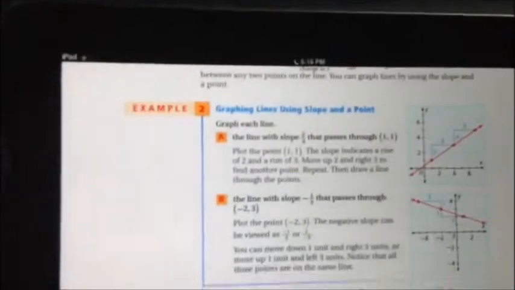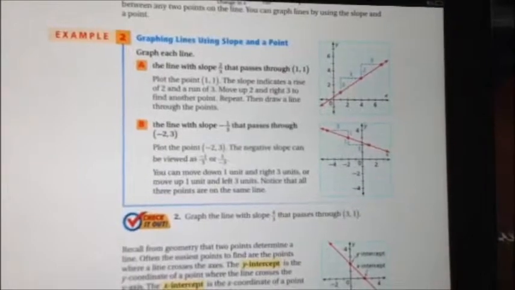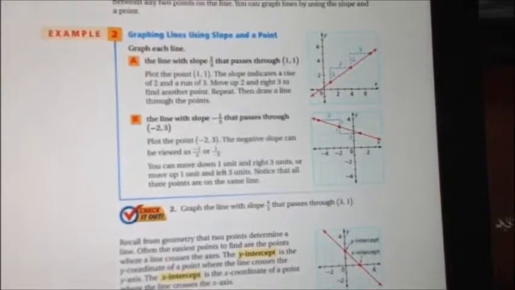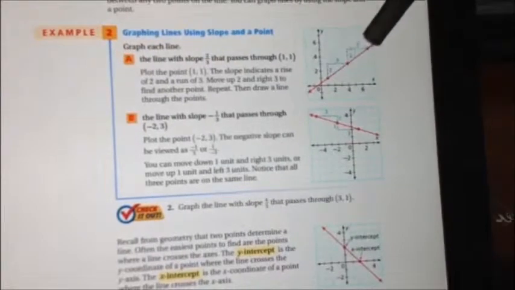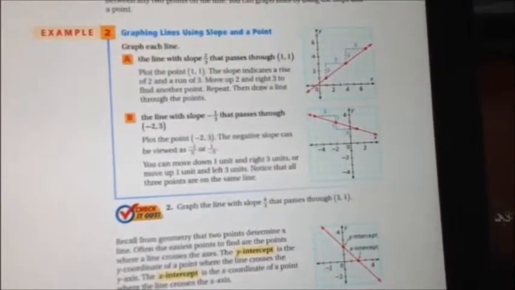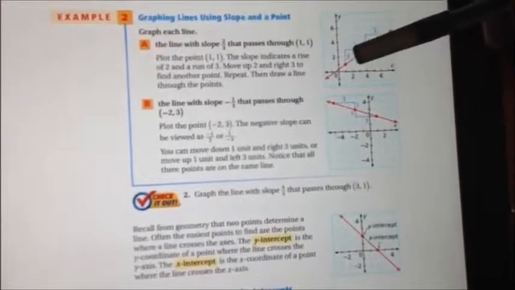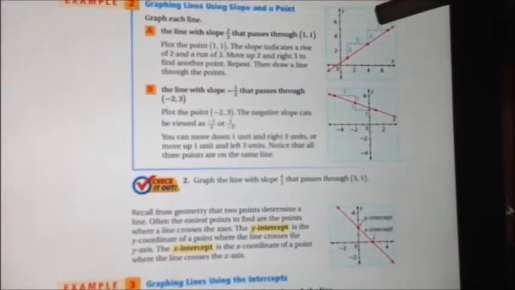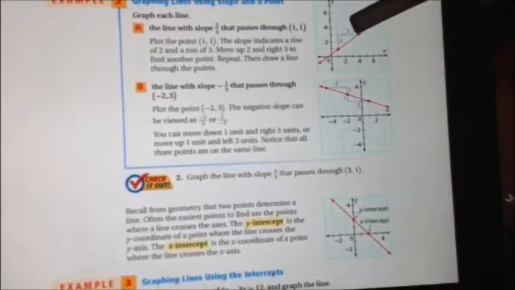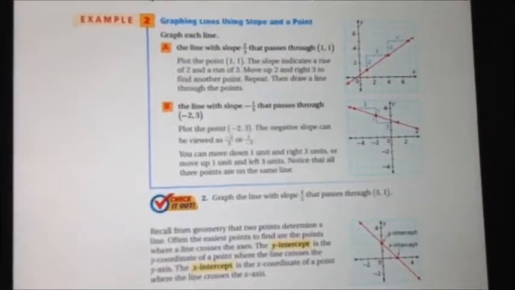In example 2, you are graphing using slopes and a point. You graph each line. The line with slope 2/3 that passes through (1, 1). Plot the point (1, 1), and the slope indicates a rise of 2, so you go up 2, and you move 3 spaces to the right to find the run. So 1, 2, 3. Then you draw a line through the points. Rise over run.